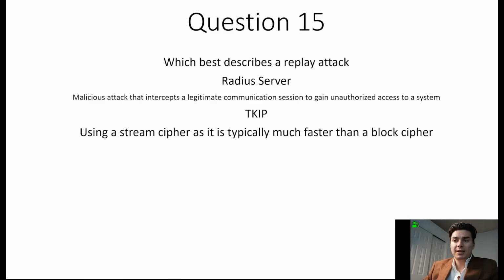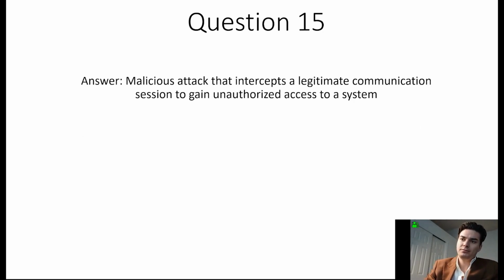And then using a stream cipher, as it typically is much faster than a block cipher. While this is true, stream ciphers, you're going to see that typically for live streaming or anything like voice over IP, anything that is live and happening, versus a block cipher, which is typically for larger blocks. So block ciphers are used for things like data at rest, file encryption, and data communication. That would be a better definition for that. Let's take a look at the next question.